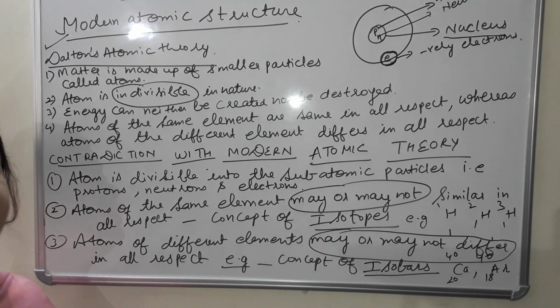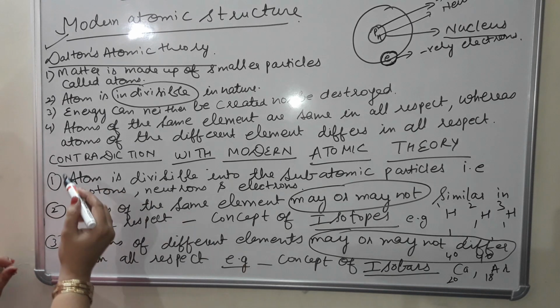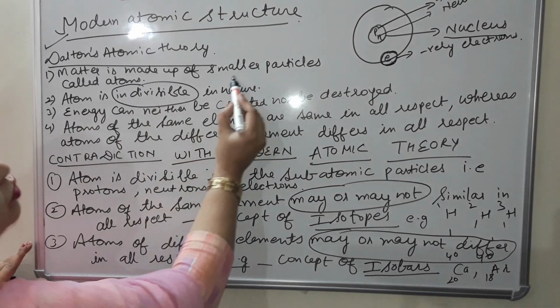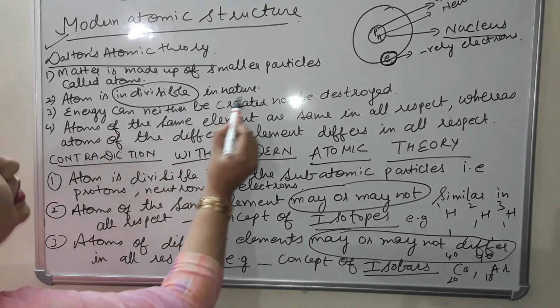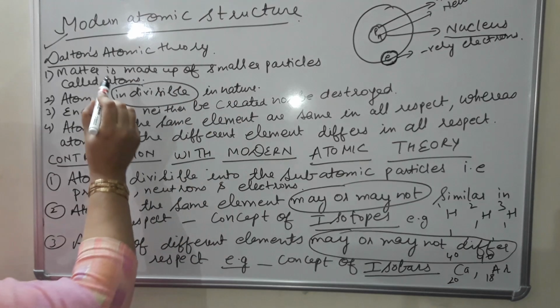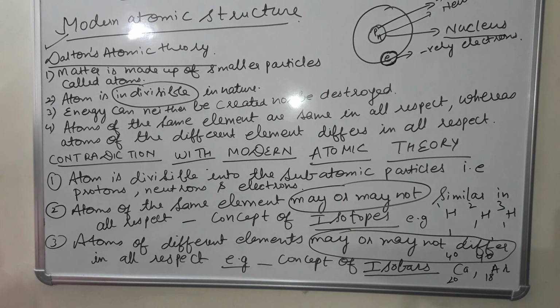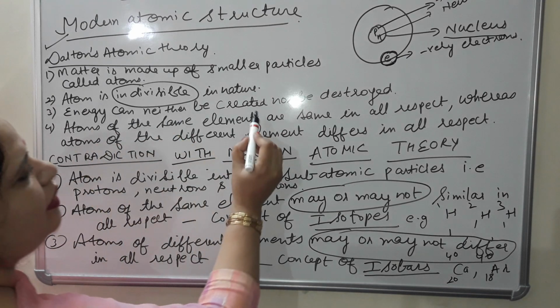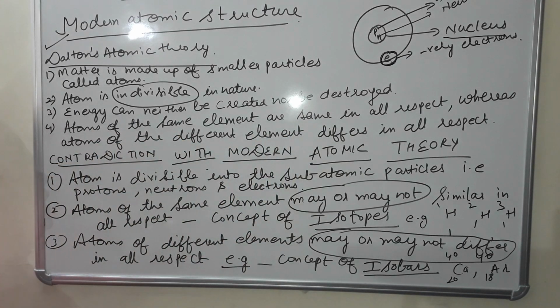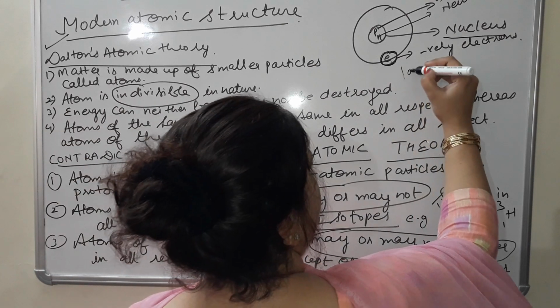There are a few important points of his theory. Firstly, he said matter is made up of smaller particles called atoms. The second point he said is that atom is indivisible in nature. According to Dalton, atom is indivisible in nature. Third point, according to him, energy can neither be created nor be destroyed, according to the law of conservation of matter also.